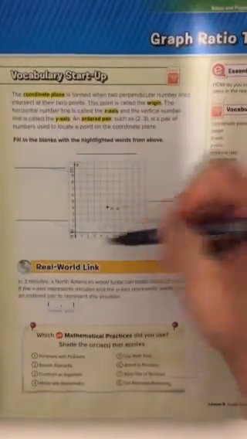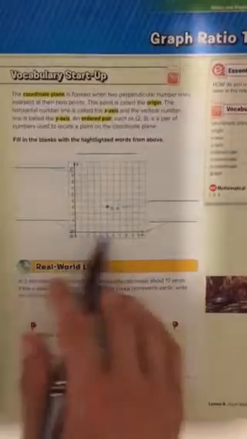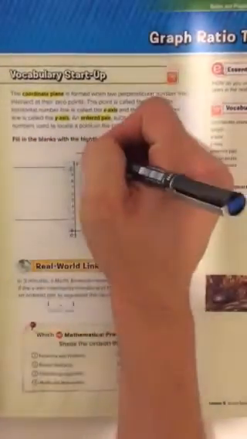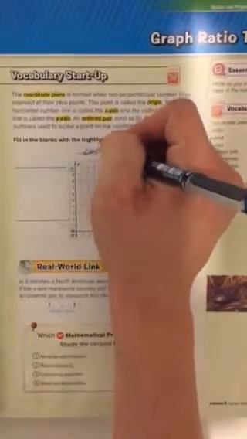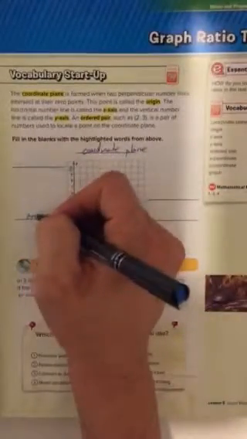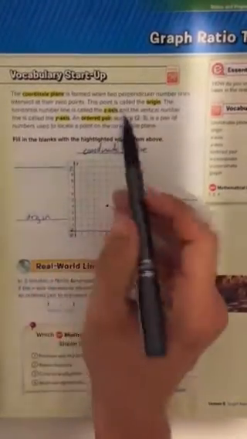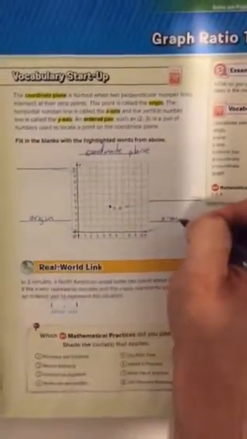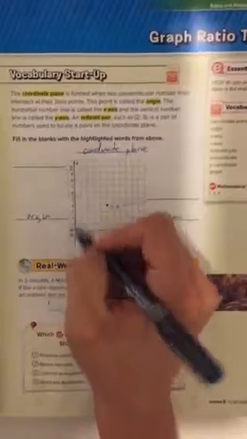So this whole thing right here, it's called a graph, okay? But in this context, we're going to call it a coordinate plane. Okay, a coordinate plane has an origin. It has an x-axis, that's the axis that goes left and right always. It has a y-axis that goes up and down.